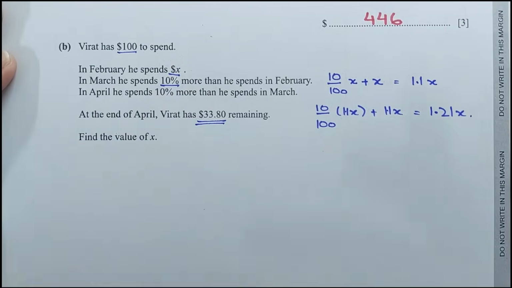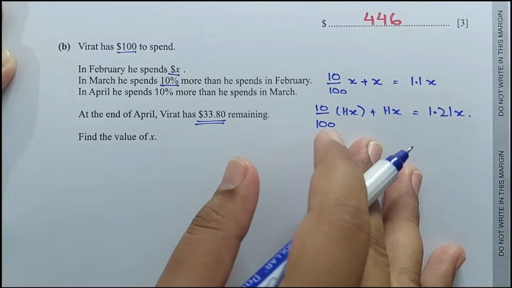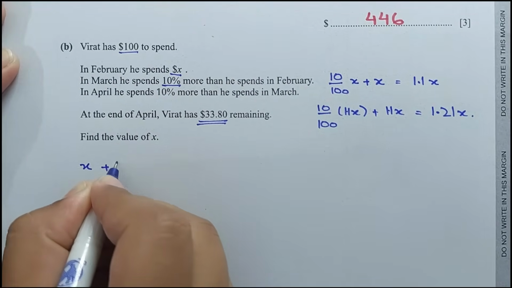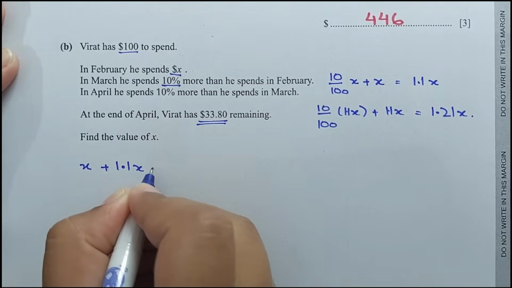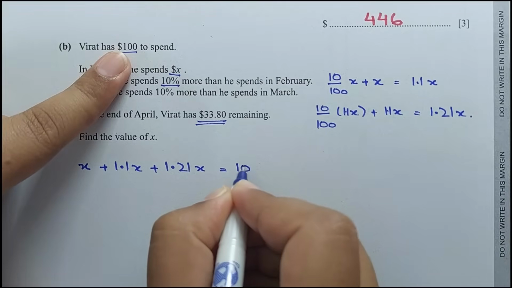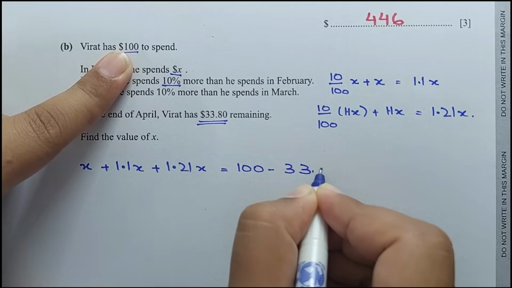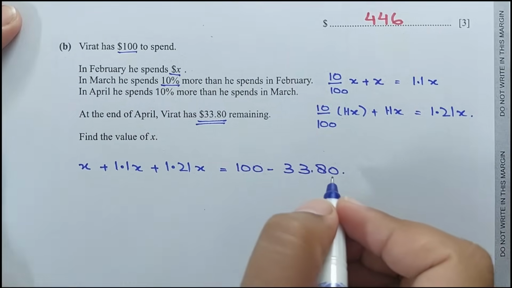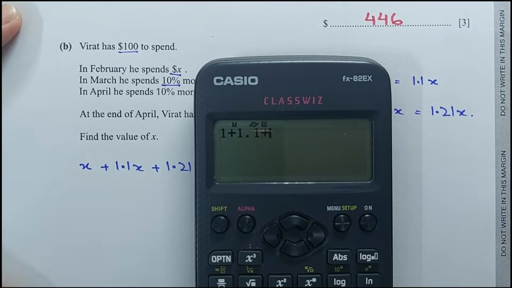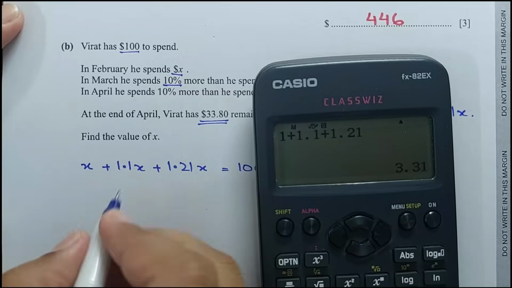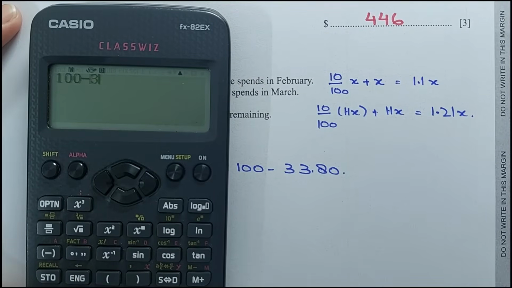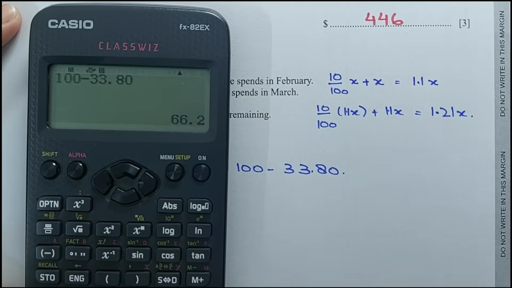Now for the total spending, first we need to add them up. In February he spent x, in March he spent 1.1x, and in April he spent 1.21x. And from the total of 100, only $33.80 is left by the end of April. Now let me solve for x. 1 plus 1.1 plus 1.21, that is 3.31x. And from the total 100, subtract 33.80, so that is 66.2.